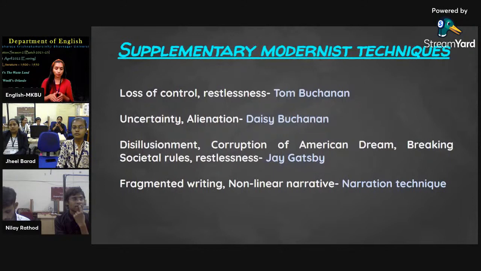Then disillusionment, corruption of the American dream, breaking societal rules, and restlessness are also seen in Jay Gatsby's character. Jay Gatsby is breaking the societal rules of a structured family and moving towards the city, leaving his rural family and becoming wealthy and losing the family and trying to make a fake fame, a fake standard of life. Then fragmented writing and non-linear narrative, which we have seen in the narration technique, are also modernist techniques used in this novel. These all were the techniques which we saw in the novel through reading.